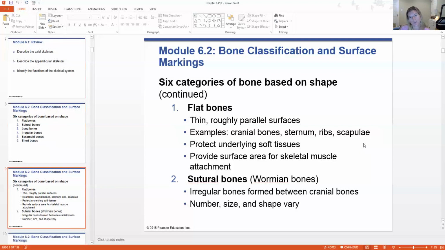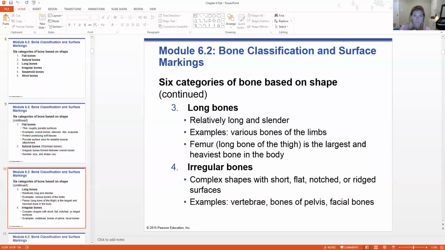Sutural bones, which are sometimes called Wormian bones, depending on your book source, are just irregular bones that can be formed in between your cranial bones, and the number, shape, and size vary. When babies are born, their heads are not fused, and sometimes little pieces of the larger bones break off or just form little sutures along the way as they're all trying to join together. And those little tiny guys are called sutural bones. Some people have 10 of them. Some people have 200 of them. It's just a genetic variance.